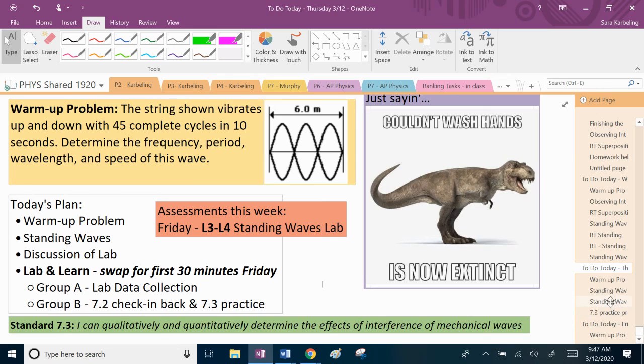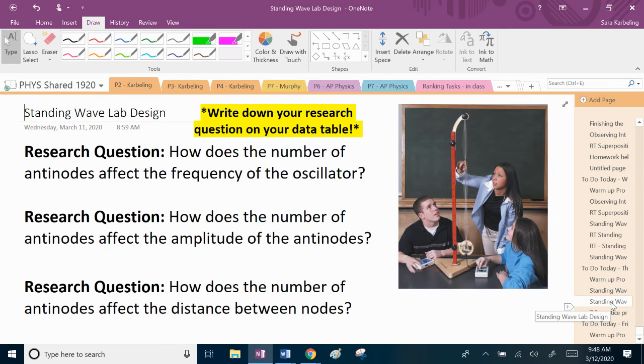Okay? For those of you that are going to work on the lab, you are going to choose a research question. It may not be the same one that you wrote about in your design. That's okay. All right? These are the 3 different research questions that are possible. You need to make sure to write your research question down on your data table. Everybody needs a data table. Okay? If you are working on the problems, then you'll get your quizzes back from Mr. B, and then you'll also work on some practice.